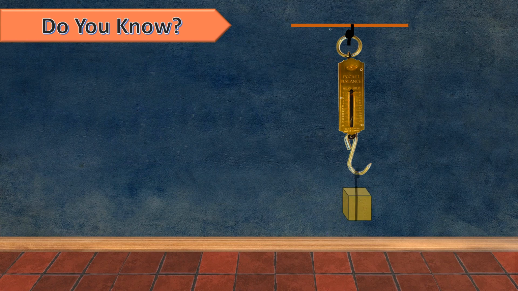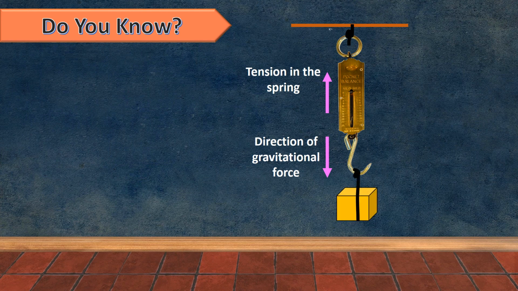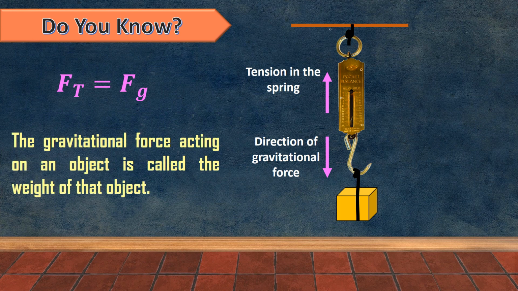When the tension in the spring and the gravitational force on the object become equal, then the object comes to rest. From this, we can say that the gravitational force acting on an object is called the weight of that object.